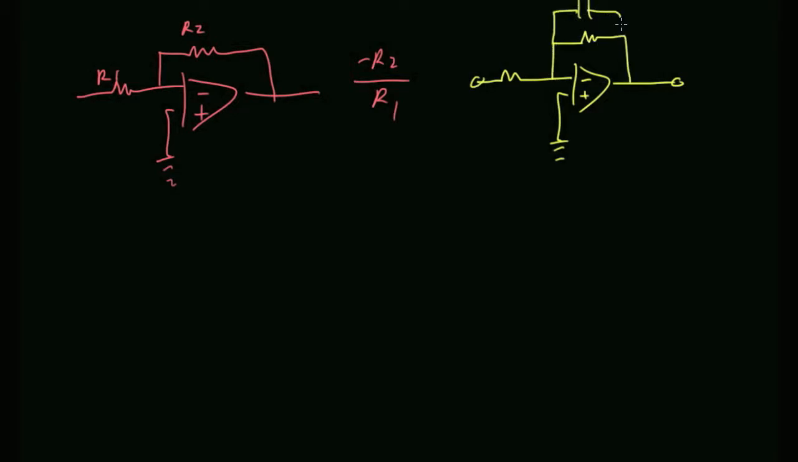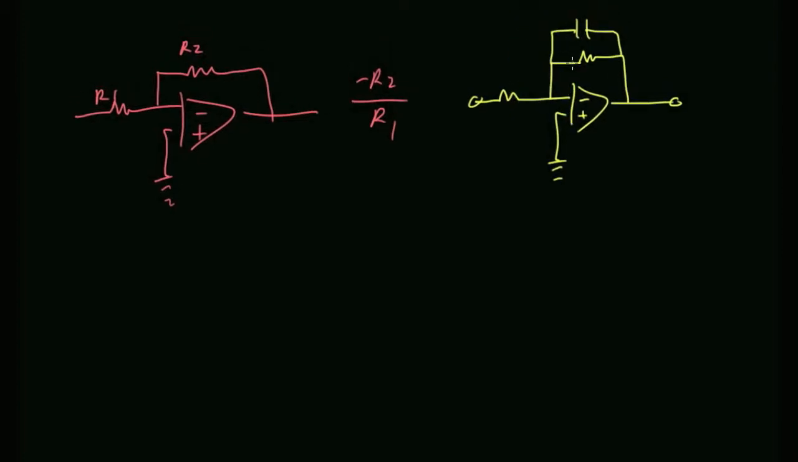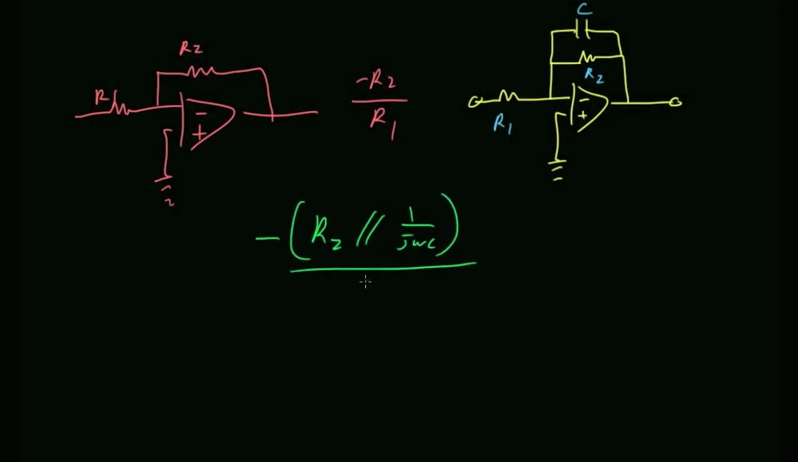Okay, so you've got a resistor in parallel with a capacitor. If we call this R1, R2, and C, you'd first take the resistor in parallel with 1 over j omega C and apply the parallel impedance formula, which is product over sum. Then you'd take the minus of that and divide by R1. And if you can polish that, you get the transfer function.